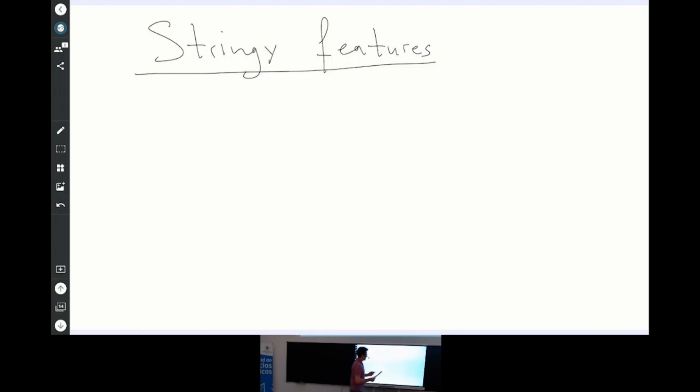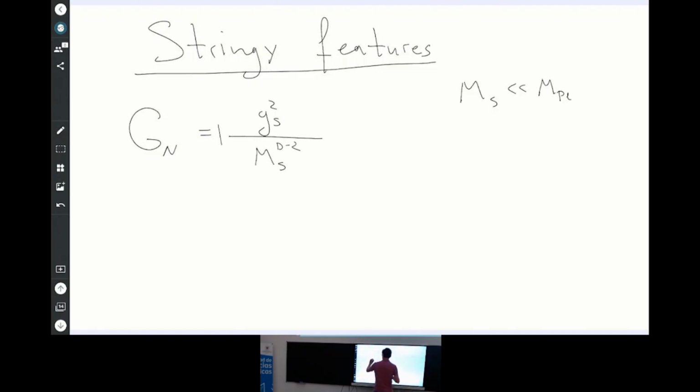Let's assume, as usual, the interesting regime, or maybe that's the regime we want to consider: M string is much less than M Planck. And remember that in string theory, G Newton is related to the string coupling as follows: g_s squared times M_s to the power D minus 2, times some numerical prefactor.